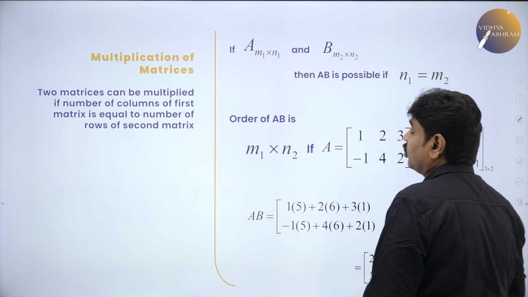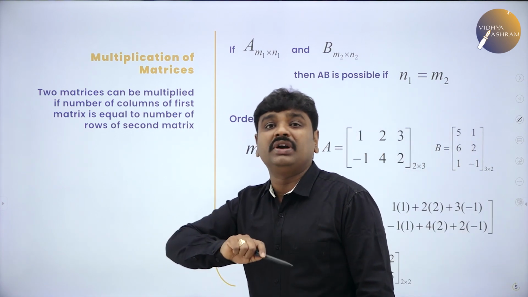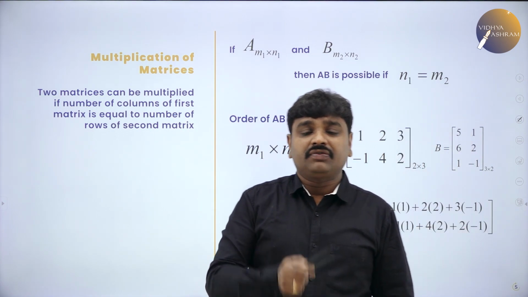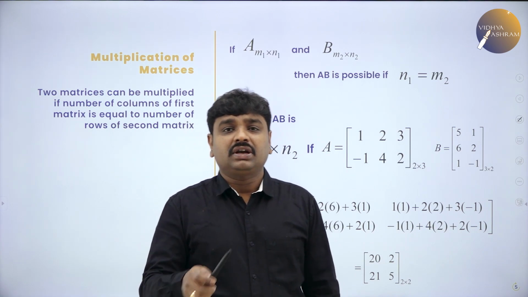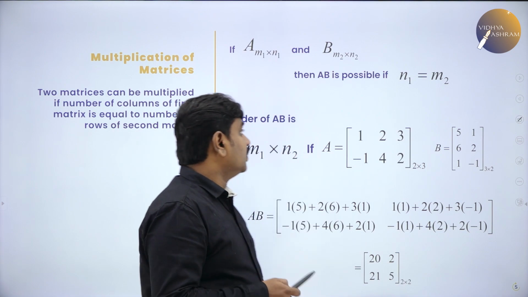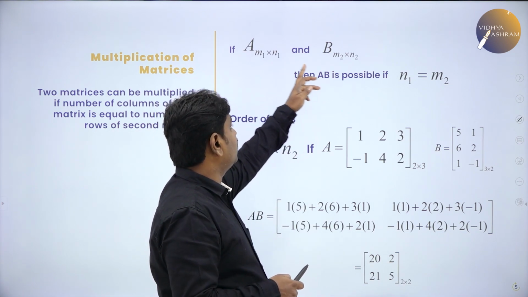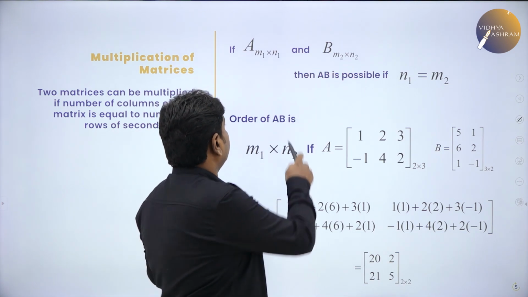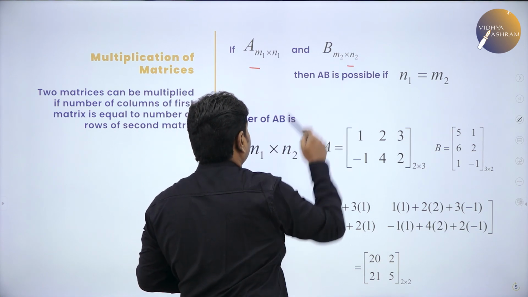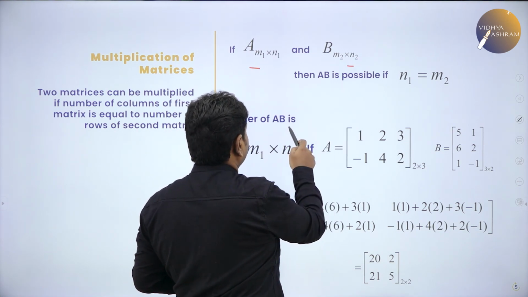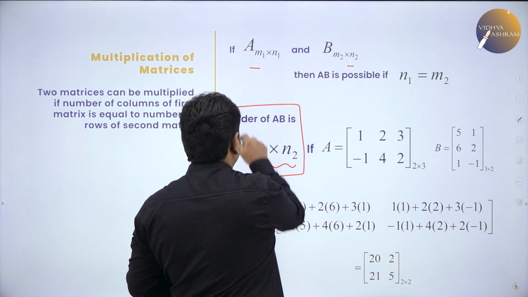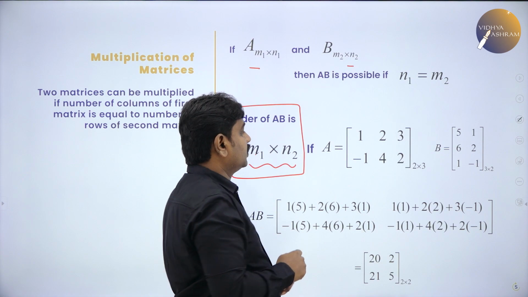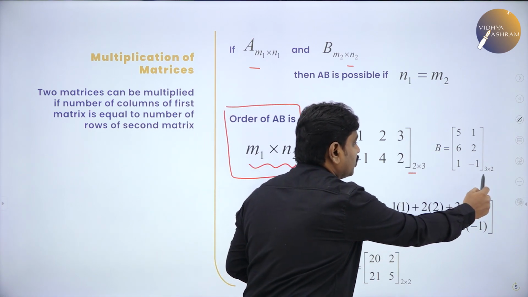Okay, now let me teach you how to multiply two matrices. Till now I have not taught you how to multiply; I taught you when to multiply. If the number of columns of the first is equal to the number of rows of the second, you can multiply. After you multiply, the order is the remaining: if you multiply m1 cross n1 and m2 cross n2, the order of AB is m1 cross n2. Here, after multiplying, the final order must be 2 cross 2.